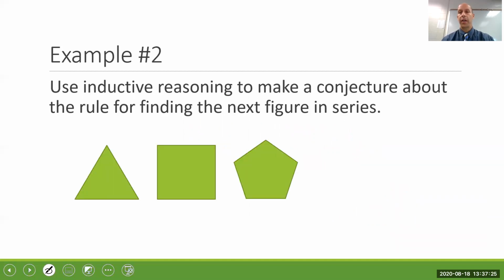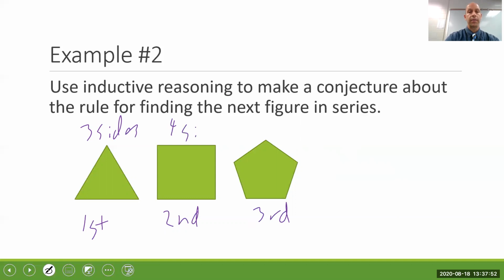Use inductive reasoning to make a conjecture about the rule for finding the next figure in the series. Now I'm not asked to find what the figure is, but what the rule is. My first figure has some characteristics, my second figure has some characteristics, and my third figure has some characteristics. The first figure has 3 sides, the second figure has 4 sides, and this next figure has 5 sides. If I had to guess the next figure, I'm guessing the next one's going to have 6 sides.